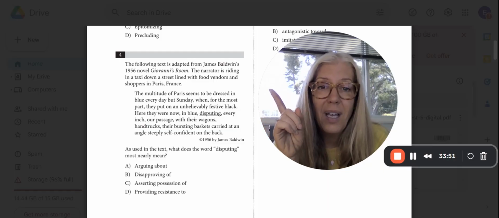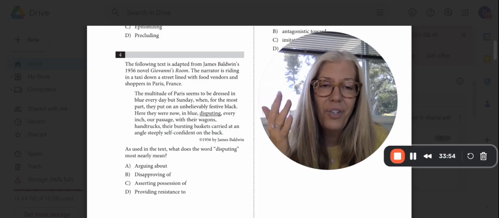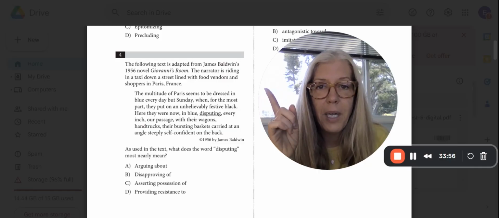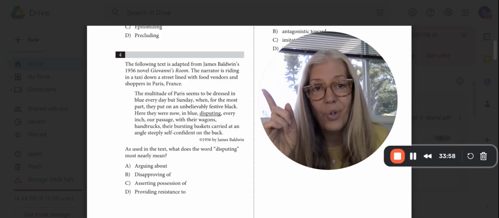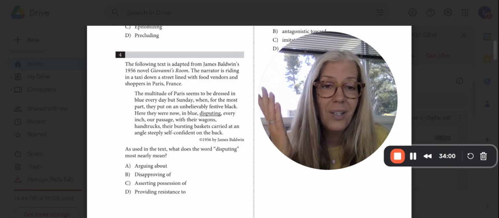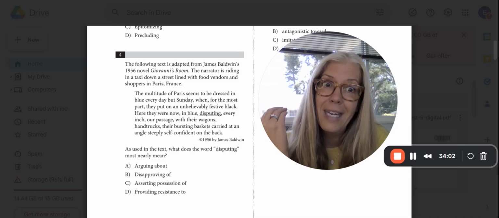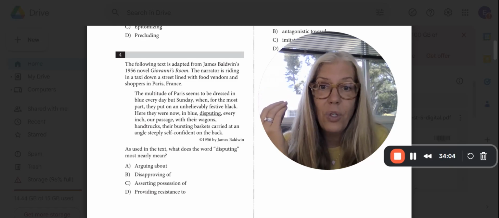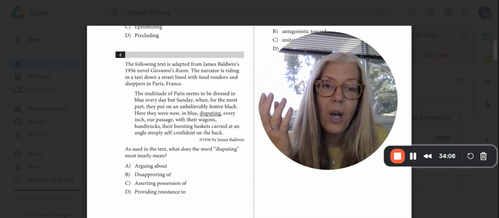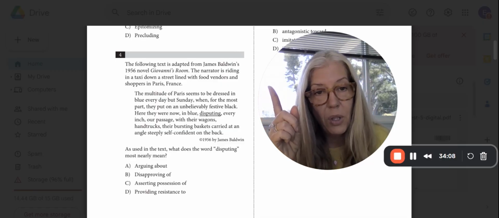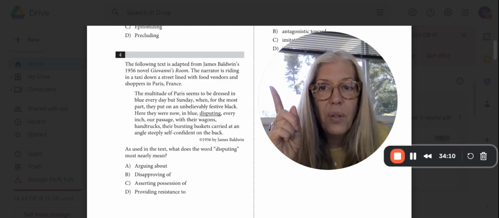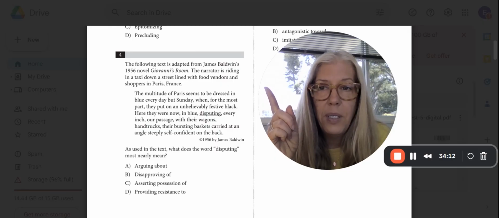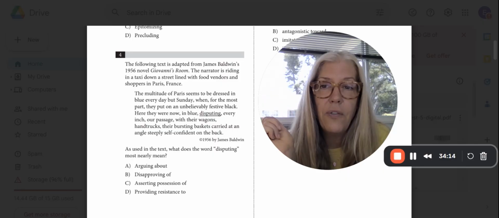I know for a fact that you actually do have to read everything. I'll show you some shortcuts in the grammar section, but for the reading section, there's no shortcuts. You're going to get them wrong if you don't read it, because you're not going to have the right context. And again, 2026, they've written it for 100 years, and they know how to get you to pick the wrong one. So the following text is adapted from James Baldwin's 1956 novel, Giovanni's Room.